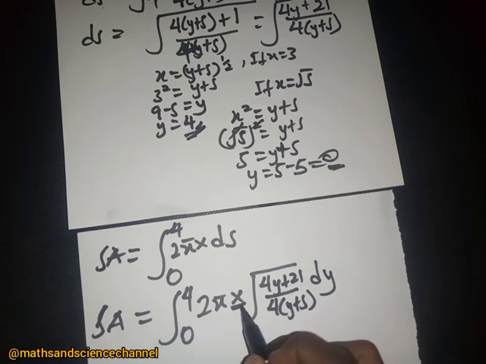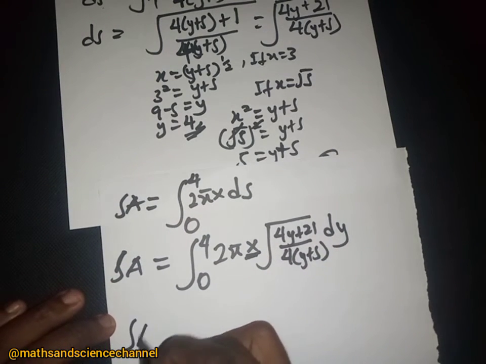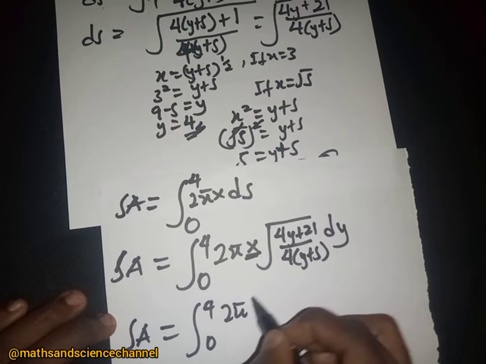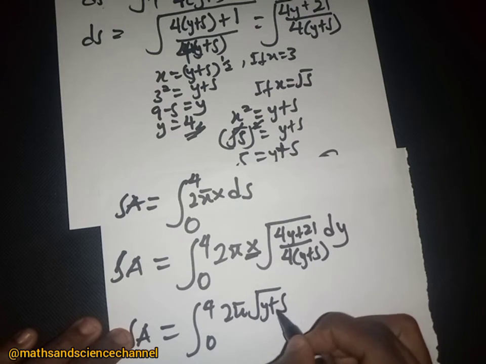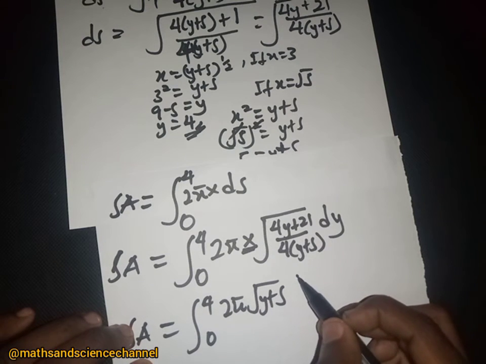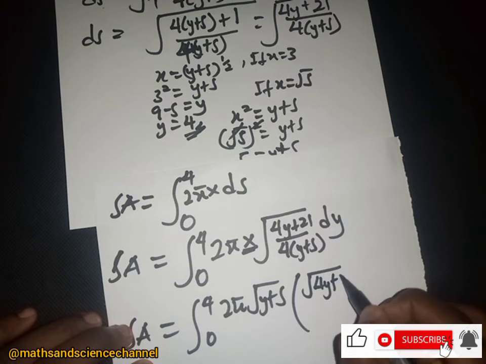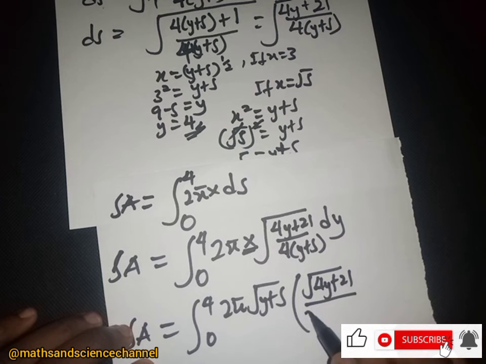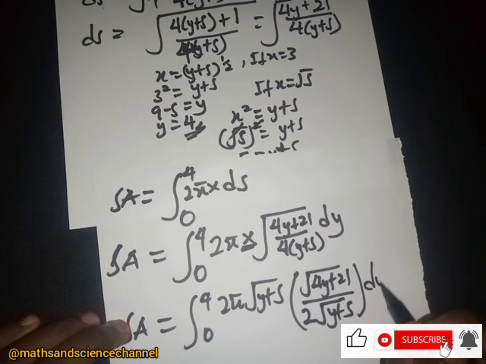But remember x is here, so we know x here is just, so the surface area will be given by 4 here, 0 here, then 2 pi. X here is just the square root of y plus 5. Then also we can change some few things here. So we have the square root of 4y plus 21 here divided by, so 4 can come out of the square root as 2, then this still remains in the square root as 5, right? So we have dy here.